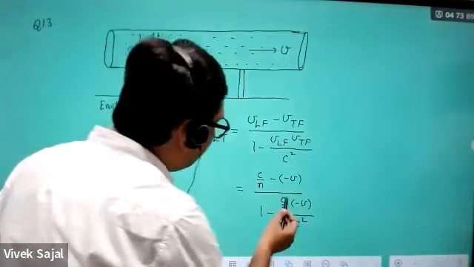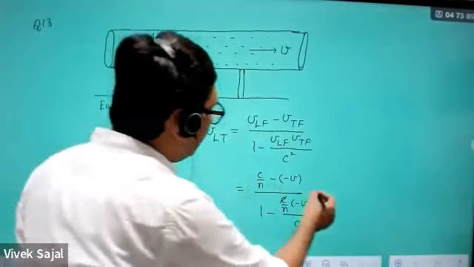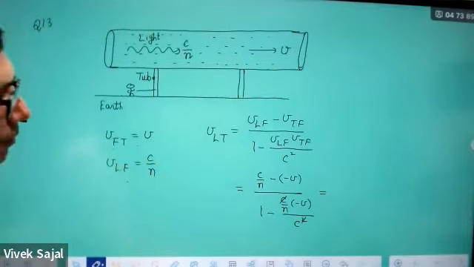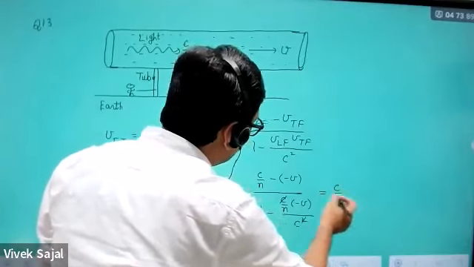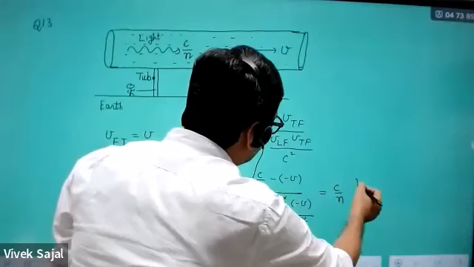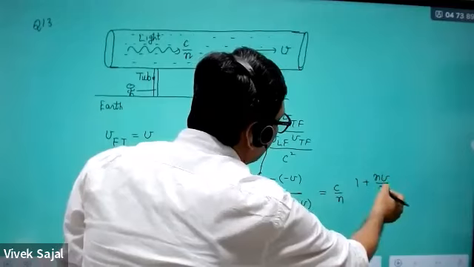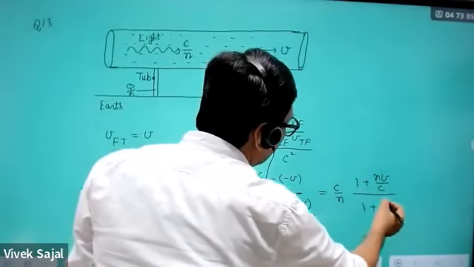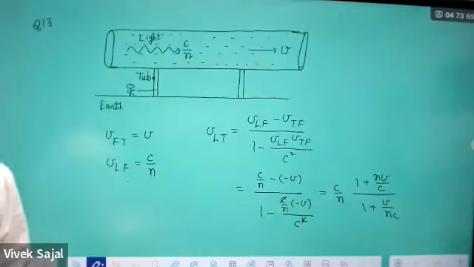So from here this one C will cancel out. If you look at the options, from the numerator they have taken C by N common. If you take C by N common from the numerator, here it will be 1 plus NV upon C, and it will become divided by 1 plus V by NC. So option C is the correct option. So this was also a good question.